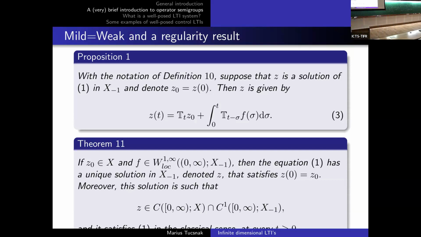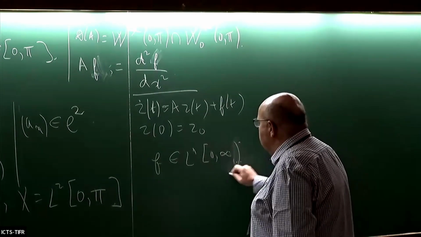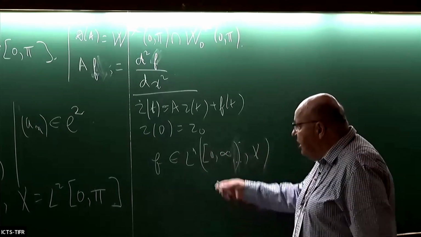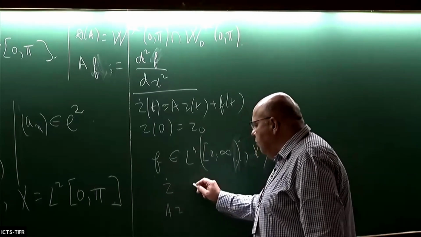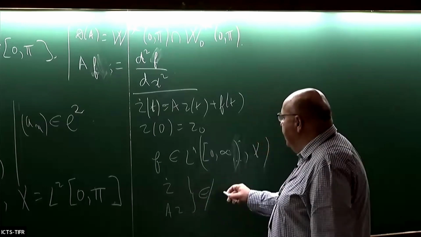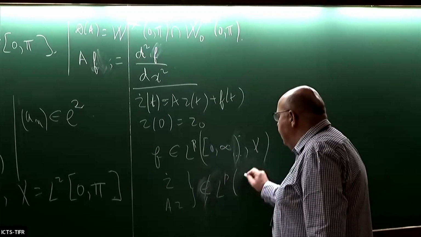So what's interesting here is that if you look in a semigroup context, for instance, let me try a simple situation: ż(t) = Az(t) + F(t), and I take F to be L1 in time, I don't care about loc so much at this stage, with values in X. In general, ż and Az separately have no reason to be even in L^p(0,∞; X).